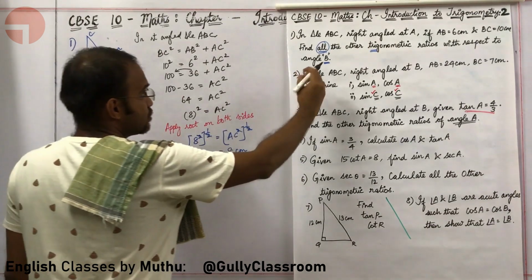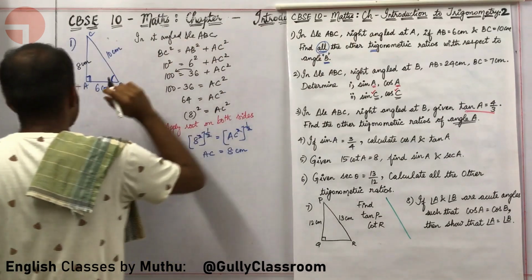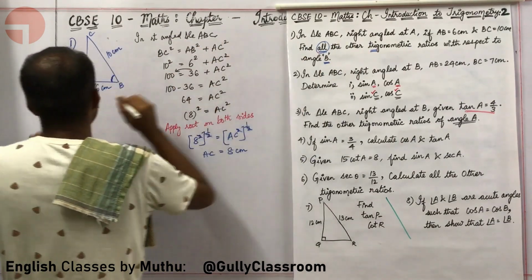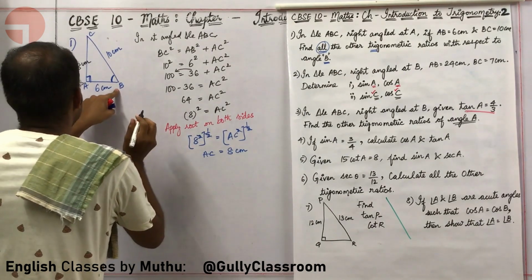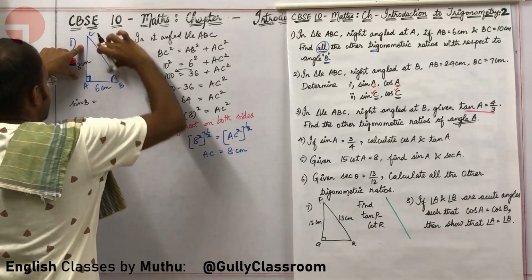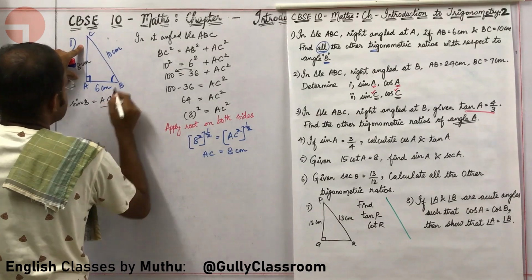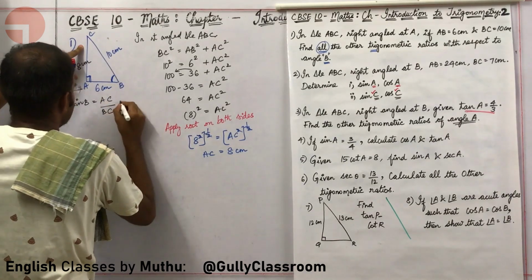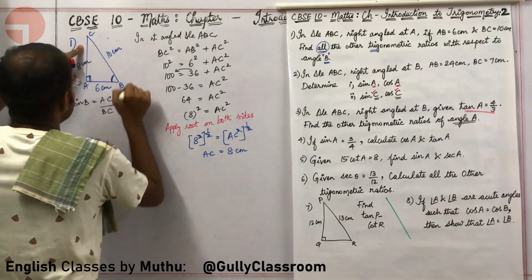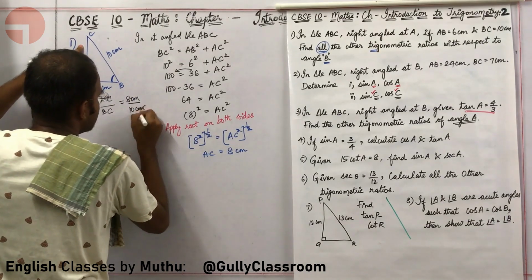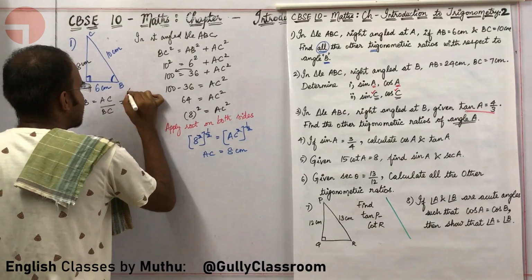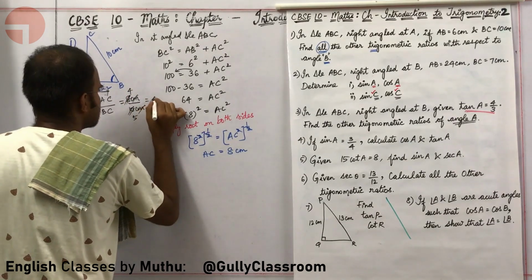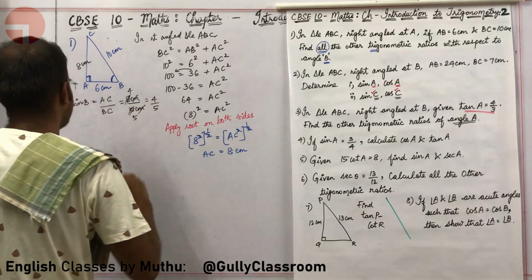They are asking us to find all the trigonometric ratios with respect to the angle B. Let us find sine of angle B. Sine of B is opposite side by hypotenuse, which is AC divided by hypotenuse BC. AC is 8 centimeters, hypotenuse BC is 10 centimeters, centimeter will get cancelled. 8 and 10 will get cancelled as 4 and 5. So sine B is 4 by 5.